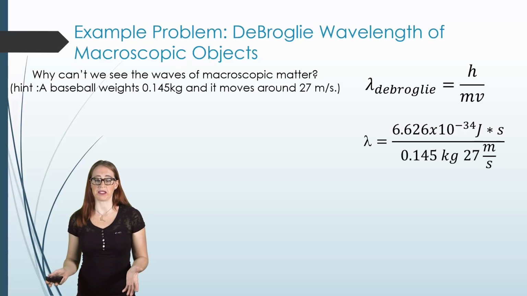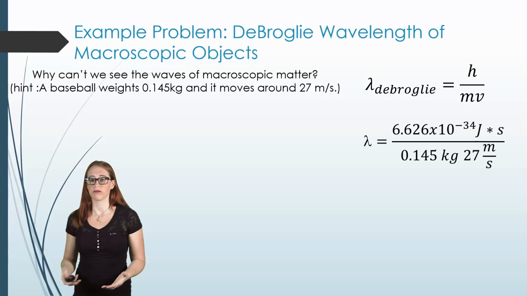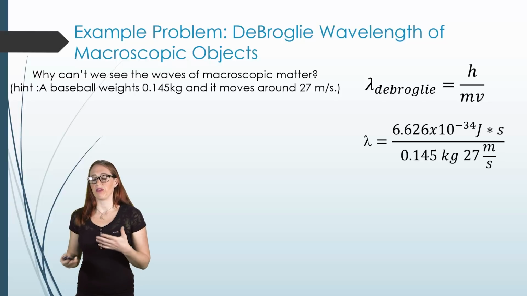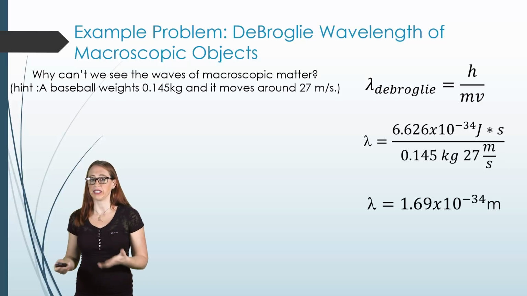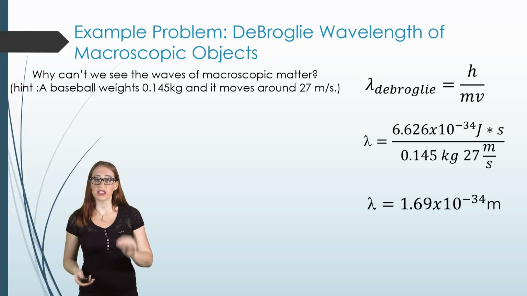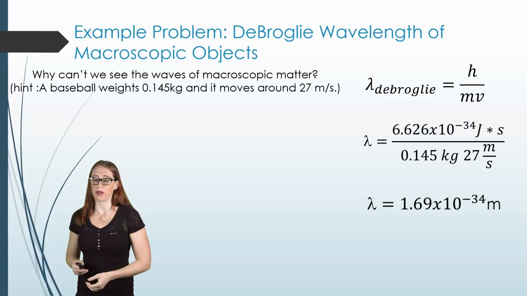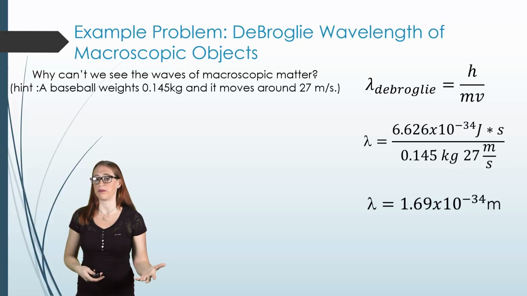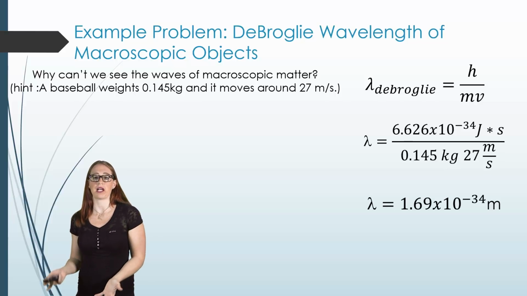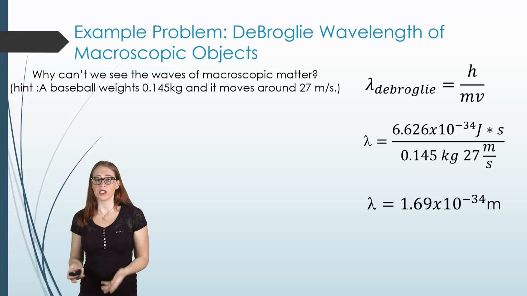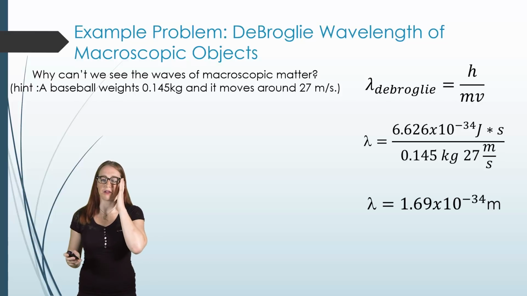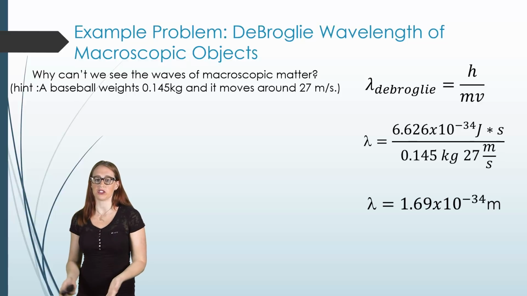Let's take the values for a baseball and fill in to find out the wavelength of a baseball. If we fill in the value of a baseball moving around 27 meters per second, we can get the wavelength of the baseball. Notice how small that is. It is way, way, way smaller than the baseball itself. So much smaller that it would have no impact on how we treat the baseball. And this is the case for all macroscopic matter. It's why wave-particle duality is only talked about for extremely small things, like electrons and protons.